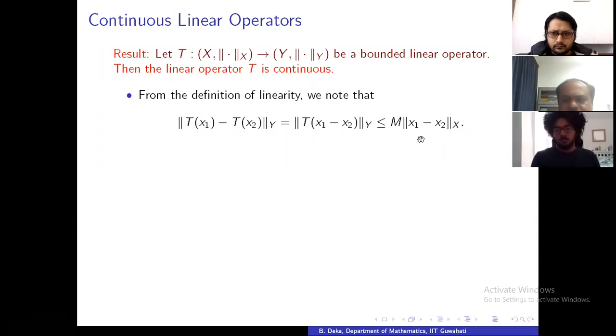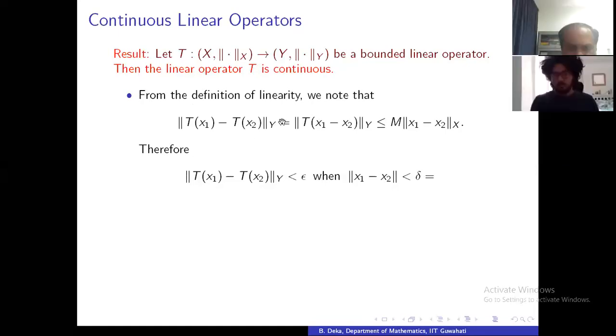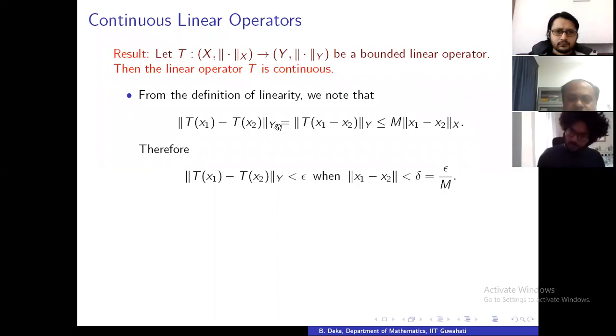So that basically tells you that this quantity can be made less than epsilon provided the norm of x1 minus x2, also here it should be in X, so there is a typo, is less than delta. And what is delta? Delta is basically epsilon by M. So for a given epsilon, you will find a delta such that this condition always holds. That means if it is a bounded operator, then it is a continuous operator. And similarly, the other way is also true.